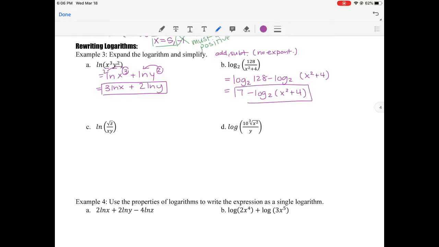Okay, let's do D together. I'm going to have you come back. Actually, let's do C together, and then I'll have you try D. So on C, I'm going to rewrite this real quick and say, hey, this is natural log of z to the half divided by x and y.